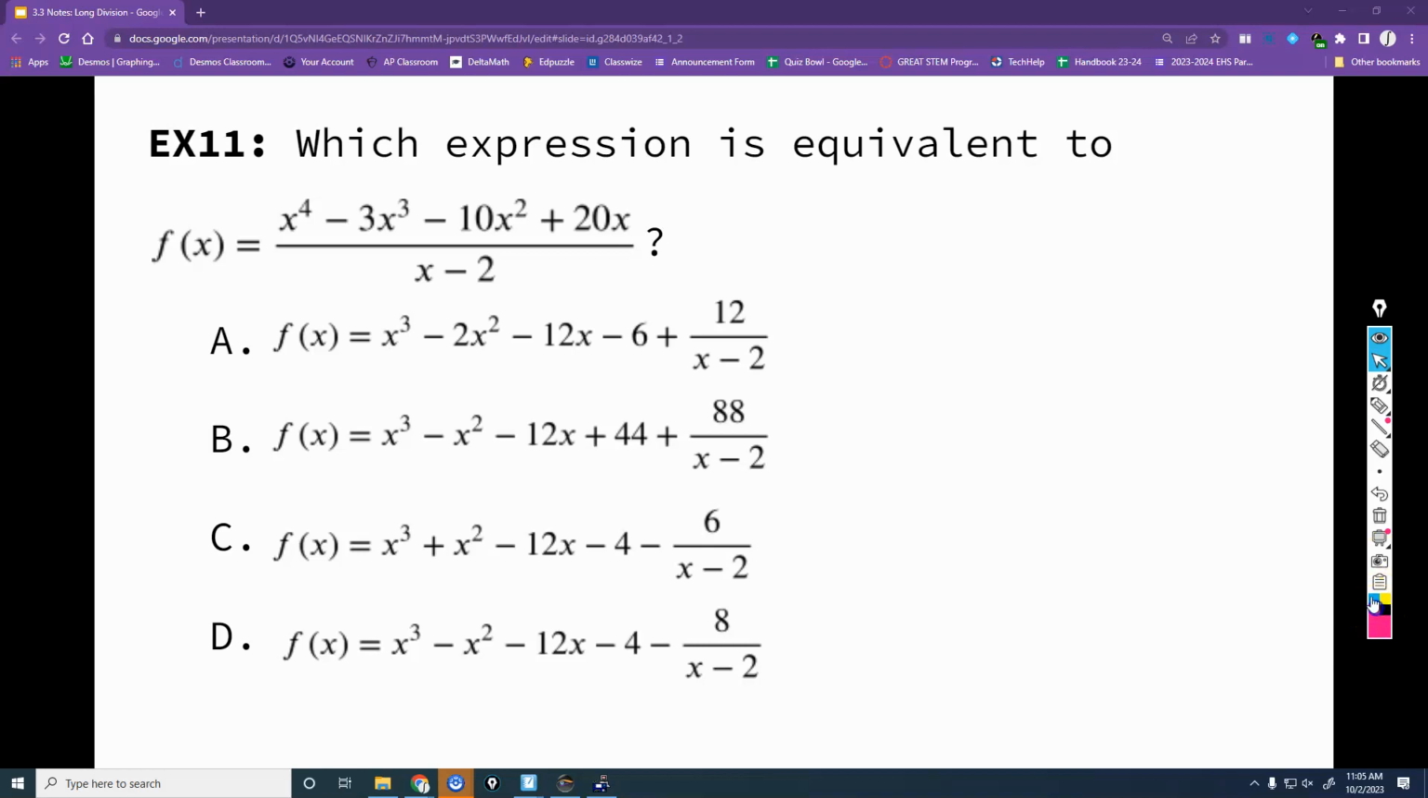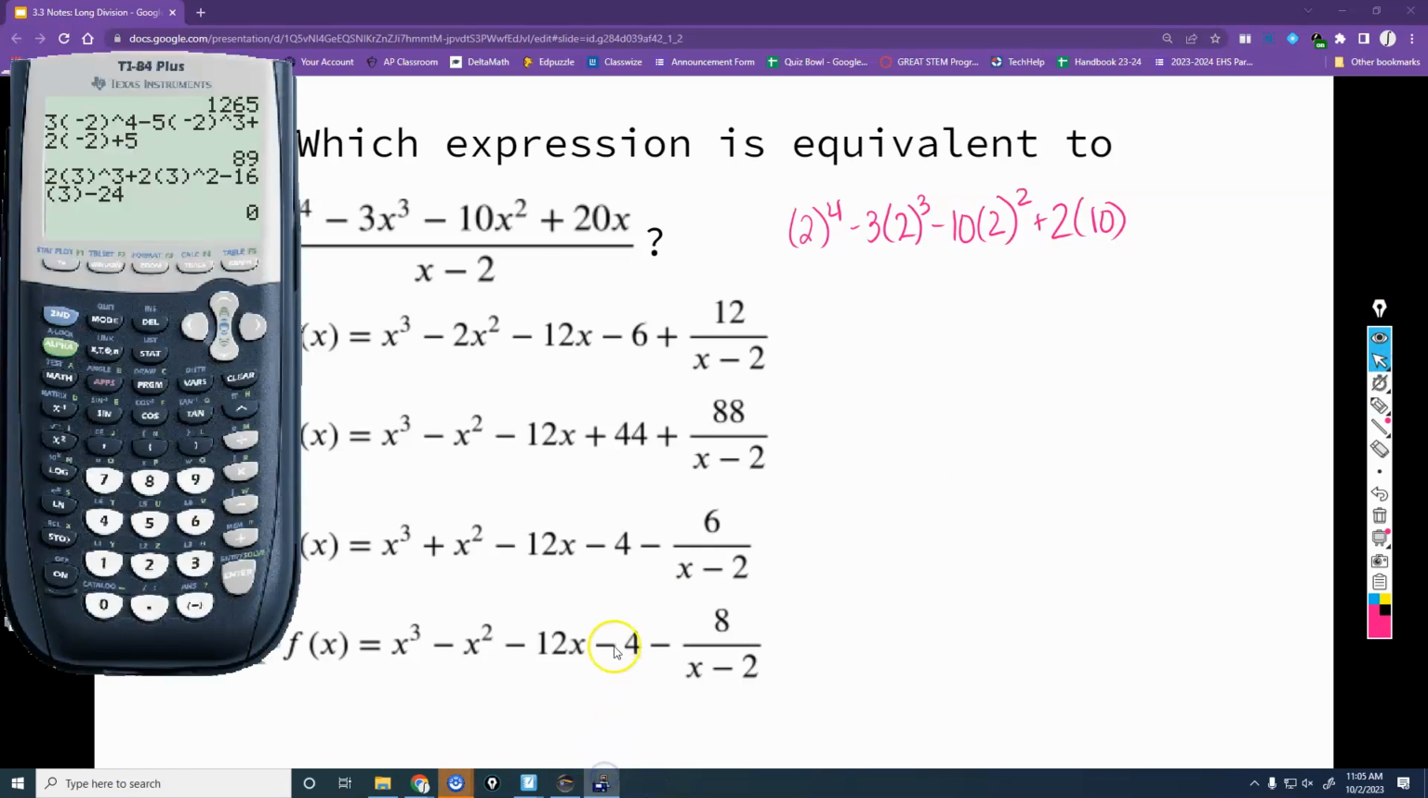We could plug in 2 into the numerator, right? Because we're doing this divided by x minus 2. So if I do, for this, 2 to the 4th minus 3 times 2 cubed minus 10 times 2 squared plus 2 times 10. Let's type that in real quick. Anybody got it in already? Carlos, you let me down. Now I took a break.